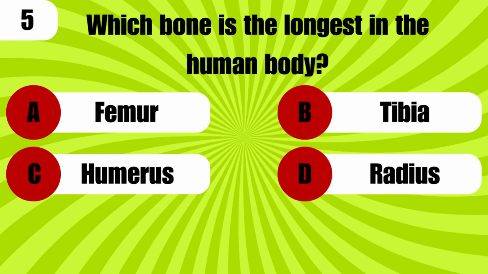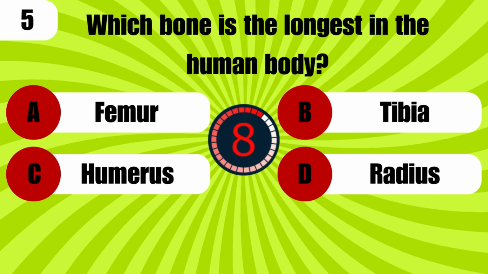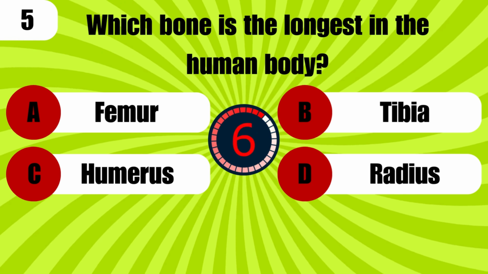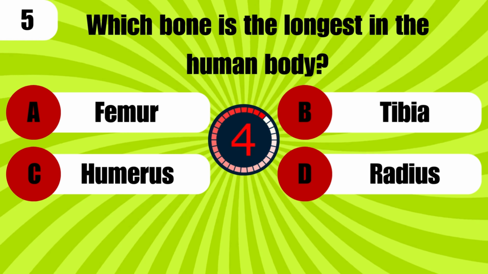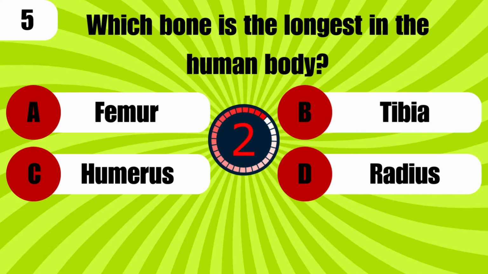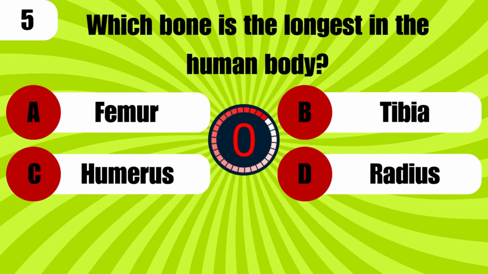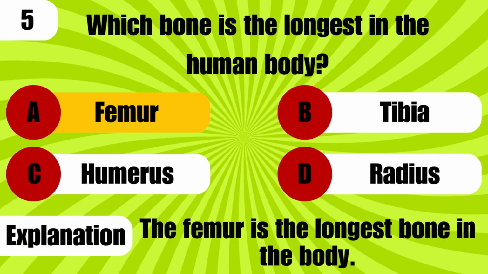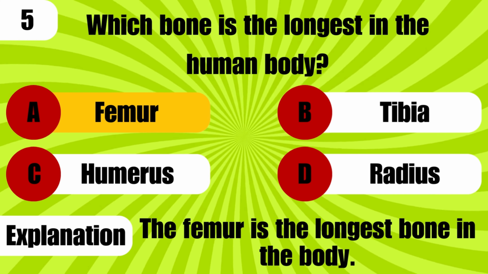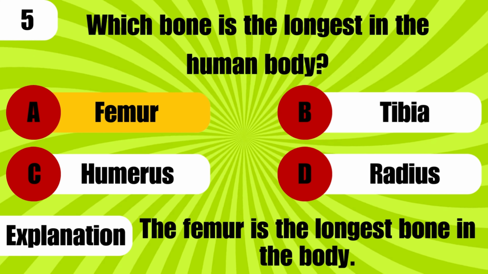Which bone is the longest in the human body? Option A femur, option B tibia, option C humerus, option D radius. The right answer is femur. The femur is the longest bone in the human body.